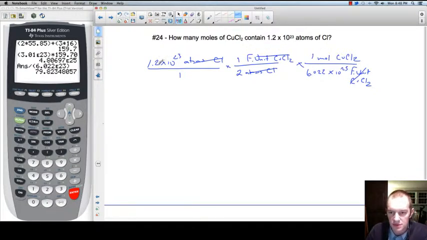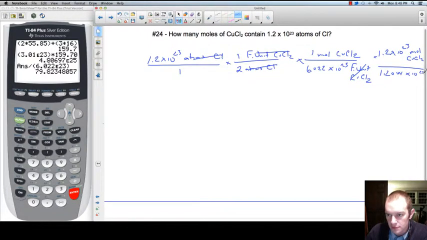What we're left with is 1.2 times 10 to the 23rd times 1 times 1, so that's going to be equal to 1.2 times 10 to the 23rd, and the unit will be moles of CuCl2. That's all going to be divided by 6.022 times 10 to the 23rd times 2, which is about 1.2044 times 10 to the 24th.